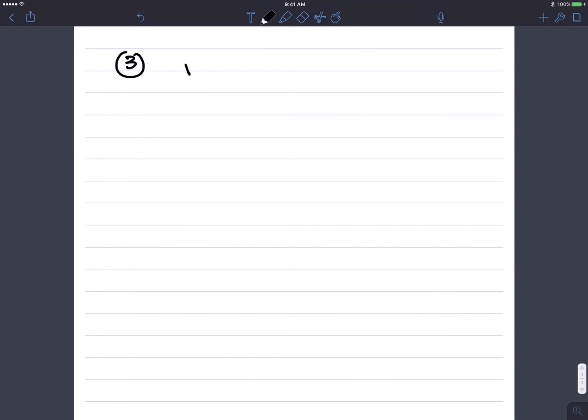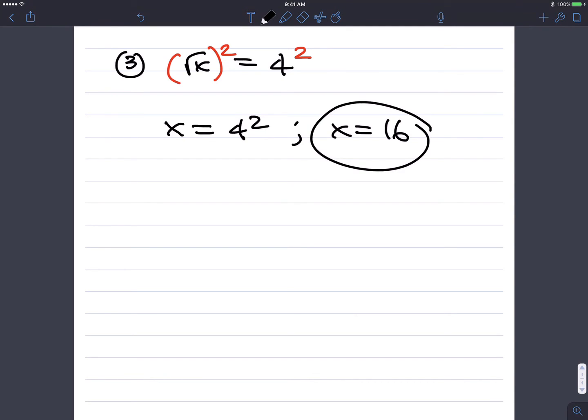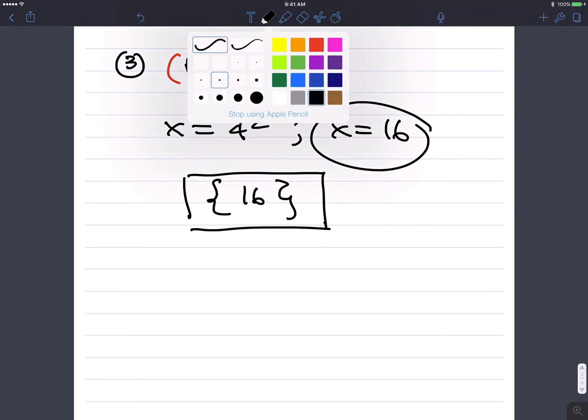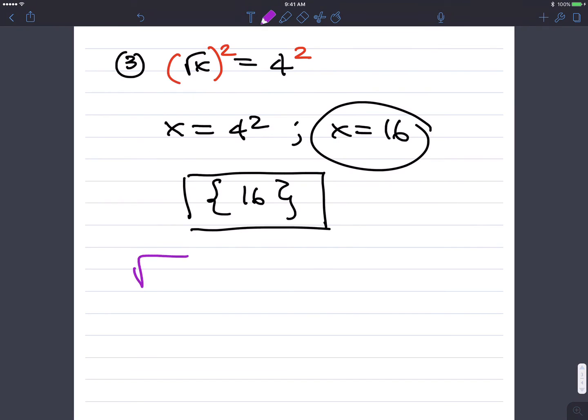Number 3. The square root of x is 4. Square both sides. x is 4 squared, or we say x is 16. There's a single value as a solution. And let's note, the square root of 16 is in fact 4. That's a true statement.